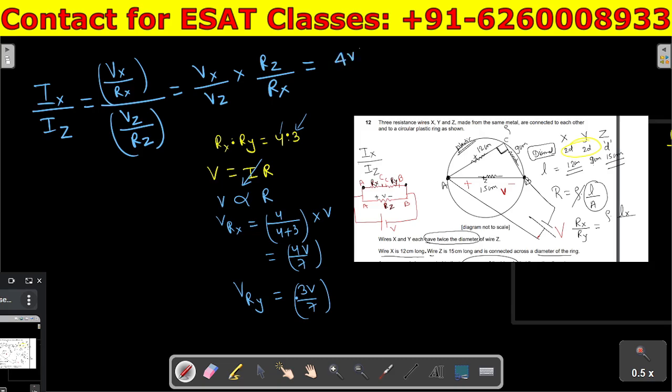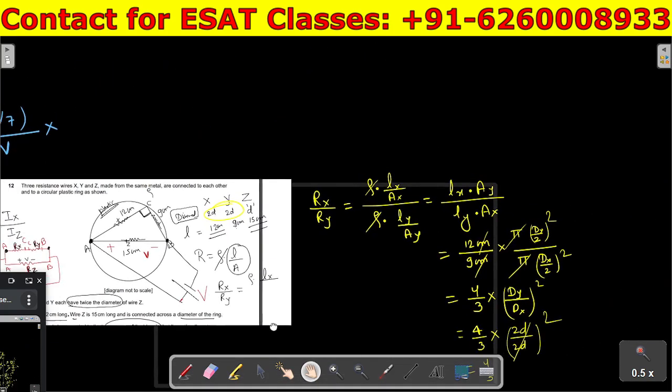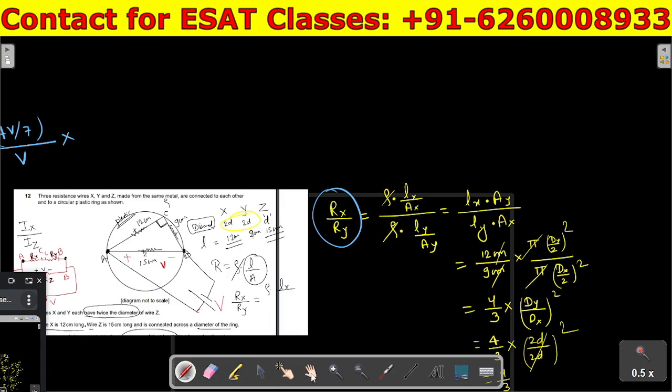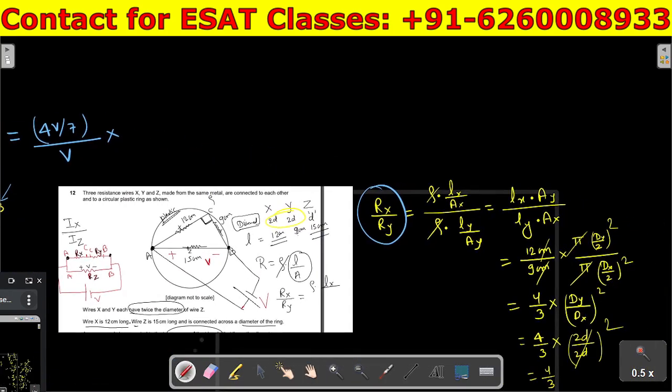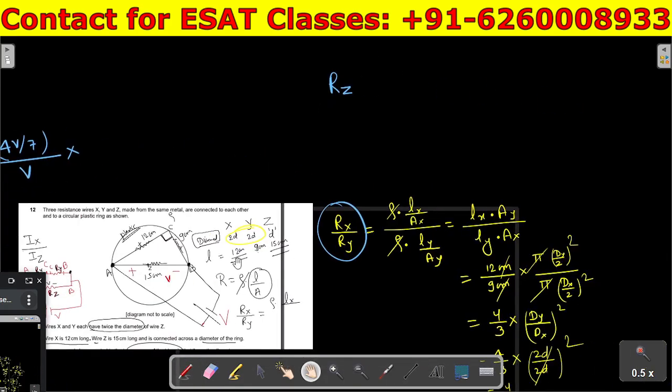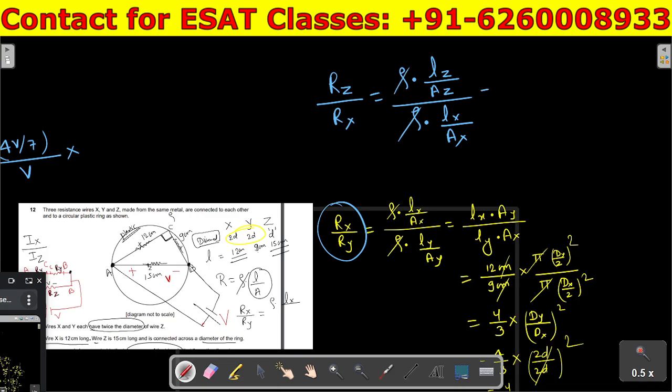Now you have the Vx. Yes, sir. Vx is 4V upon 7, and Vz is V itself. Now I have to find the ratio Rz upon Rx, just like we found Rx upon Ry. So let us do the same thing here, Rz upon Rx. It should be rho Lz upon Az, upon rho Lx upon Ax. So this rho will cancel out, and you will have Lz into Ax upon Lx into Az.